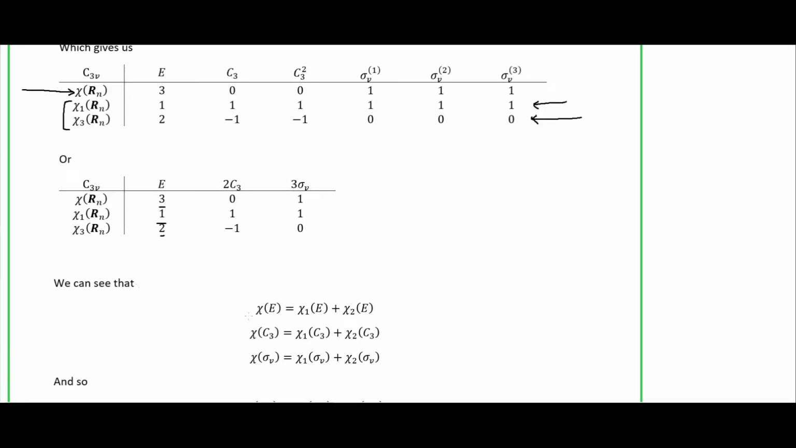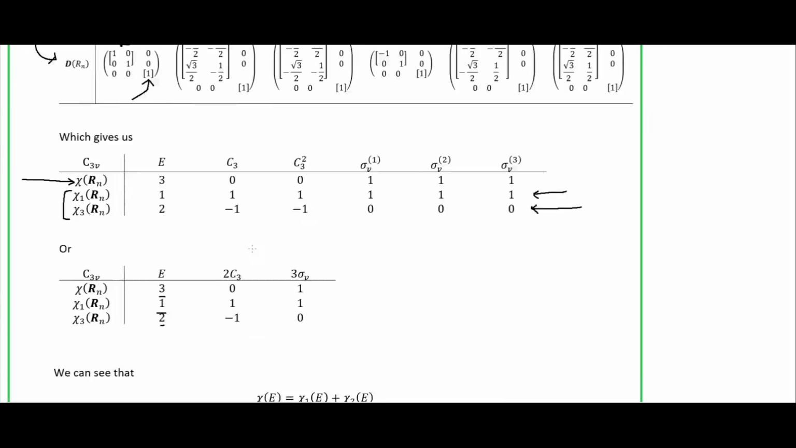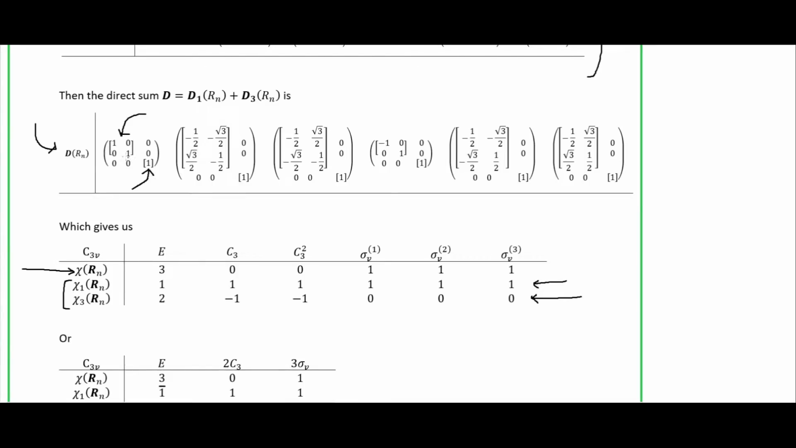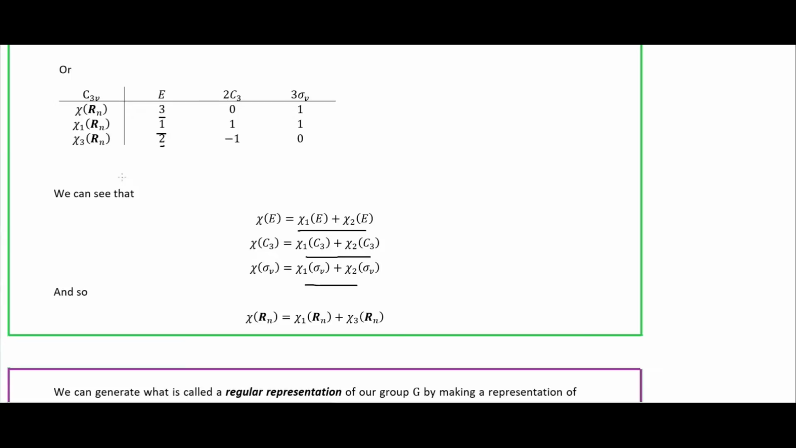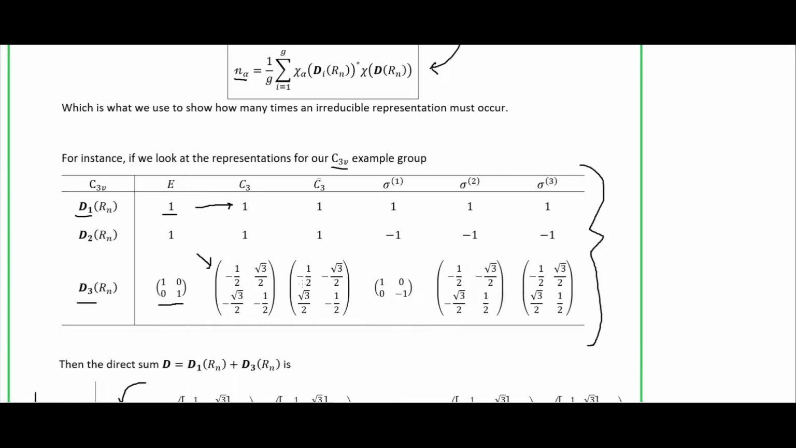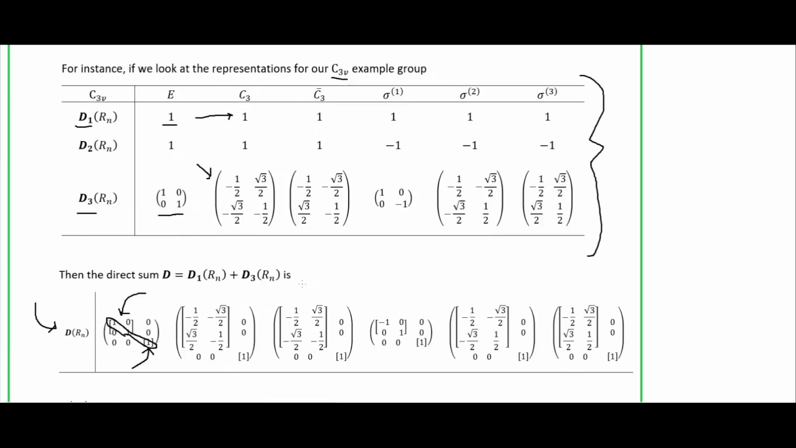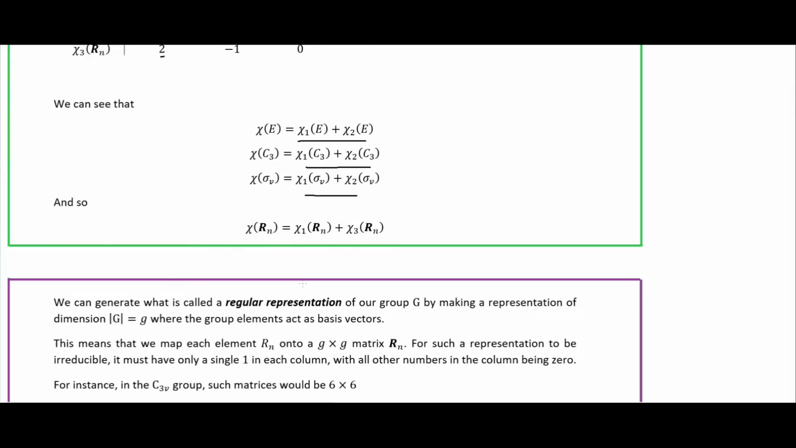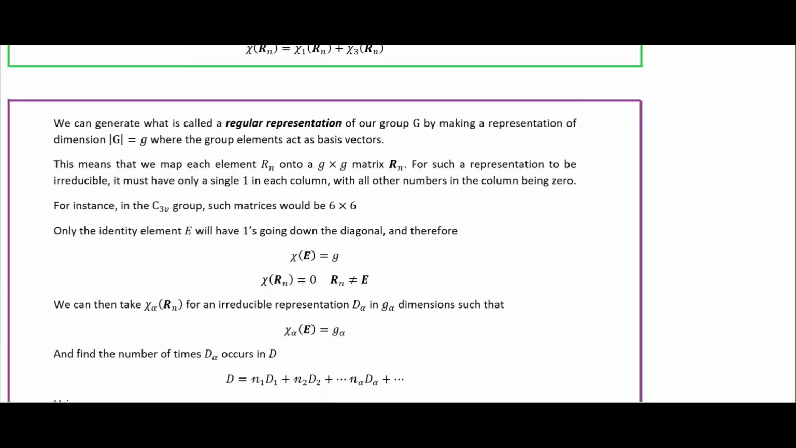So the character of each of these for each class here is equal to this reducible representation, which makes sense because that larger representation is just a diagonalization of the 2 smaller representations there. And so it makes sense that those would be equal to each other. So the sums would be equal to each other.